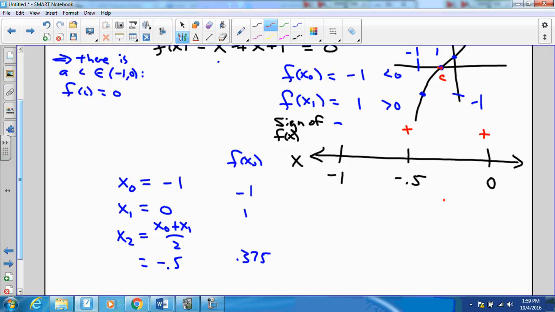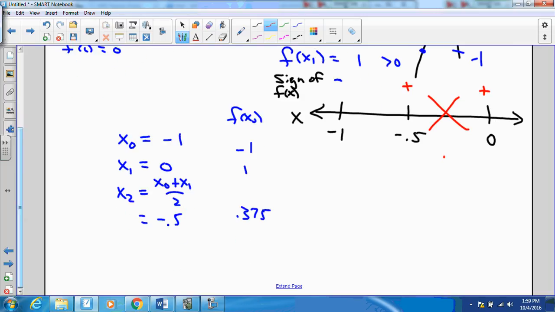Which half? No, this is the half I want to keep. This is the half I want to eliminate because my 0 has to be in between here, because f of negative 1 is less than 0, f of negative 0.5 is greater than 0, so there is a c between negative 1 and negative 0.5 such that f of c is equal to 0. It's the intermediate value theorem again. Does that make sense so far? Wow. I did it once. I can do it again.